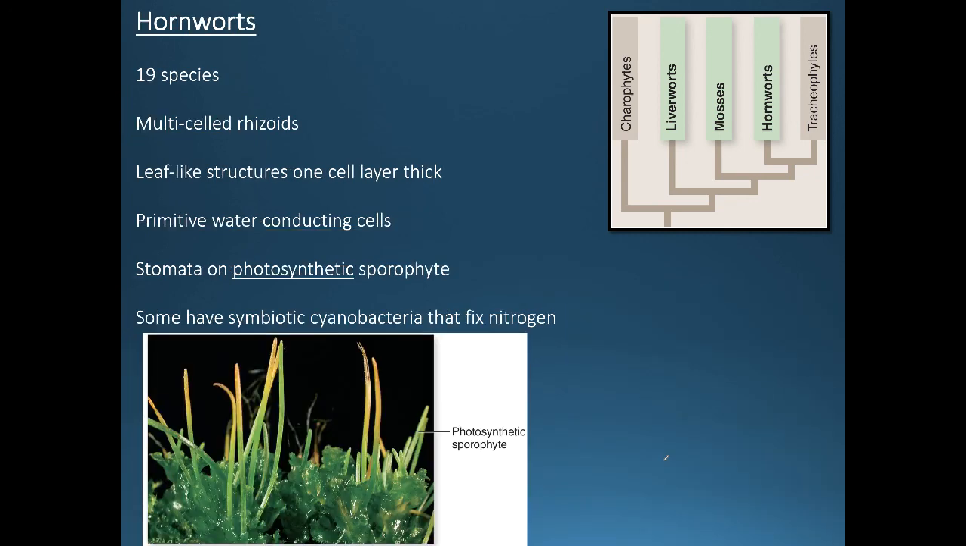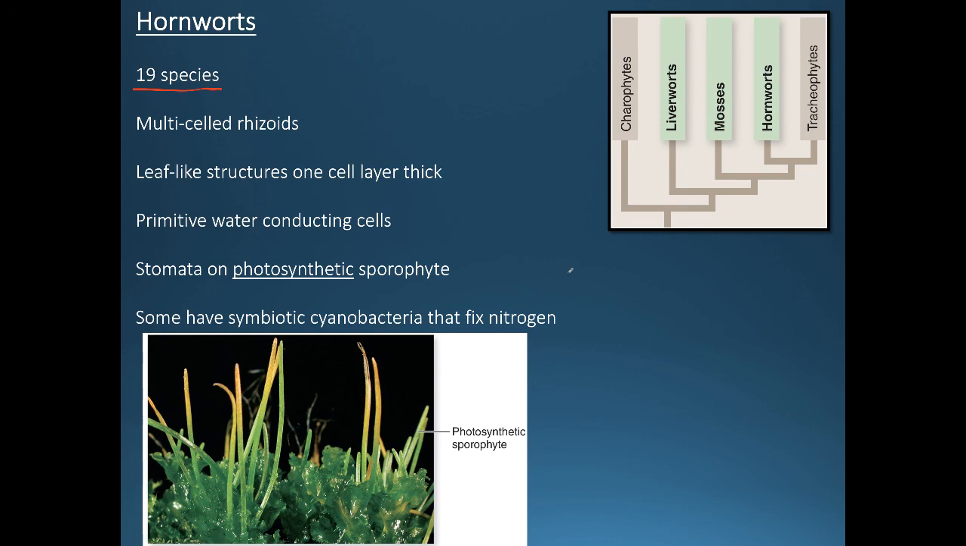Finally, let's talk about the hornworts. There's not quite as many of these. There's only 19 species. Like the mosses, they have a multi-celled rhizoid. Their leaf-like structures are also one cell layer thick. They have these primitive water-conducting cells that the mosses have.